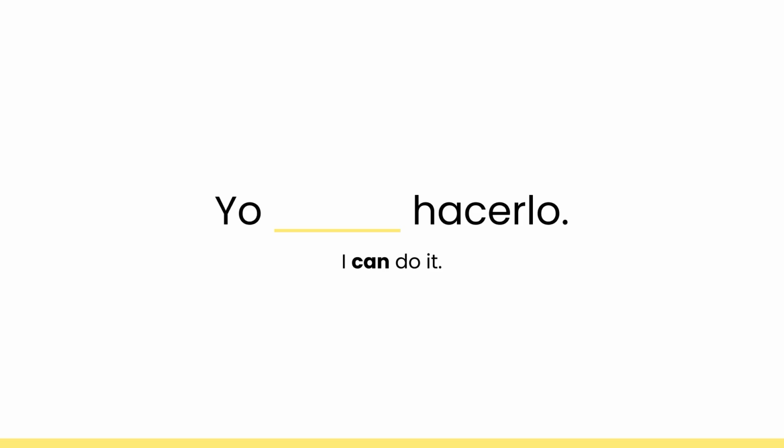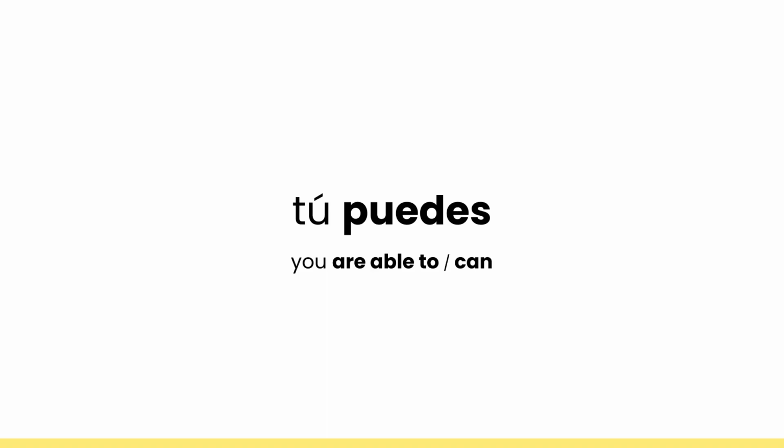Alright, so as always, we are going to go over some example sentences. So for I can or I am able to, we have Yo hacerlo. I can do it or I am able to do it, which of course is Yo puedo hacerlo. Alright, then let's look at the second form, which is the you form, informal, which is tú puedes.